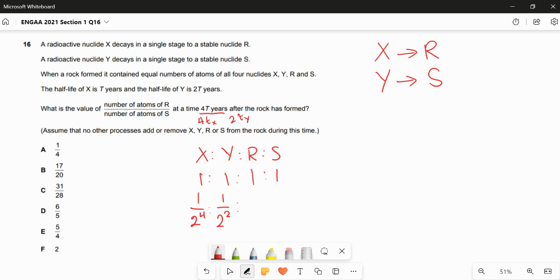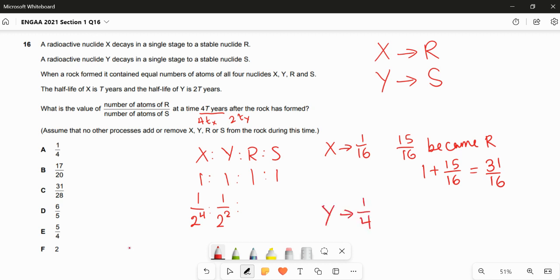Well, if X decayed to 1 over 16, that means 15 over 16 became R. So R now has 1 plus the 15 over 16 that came from X, which is 31 over 16. Now Y must have gone to a quarter, so that means 3 over 4 became S. That means 1 plus 3 over 4, because there were 1 S originally, becomes 7 over 4.